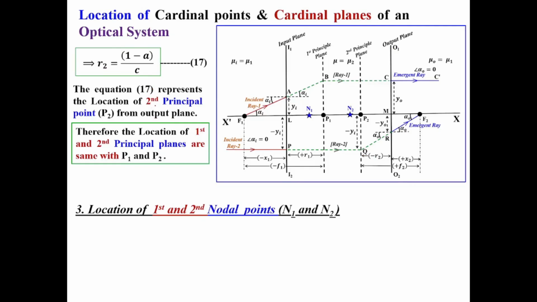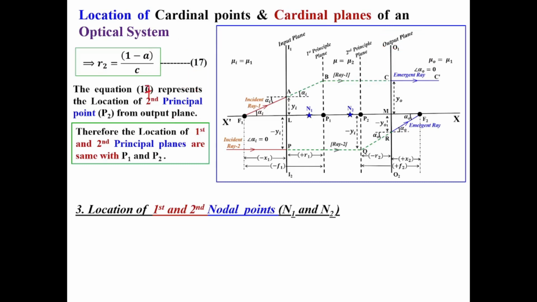Here I want to recall the same thing once again: this R2 value may be positive or negative for any arbitrary optical system, because R2 depends upon the A and C values. If we get a positive value, then we have to move towards the right from the output plane. I have not written it here, but if we get a positive value, we move right from the output plane. If we get a negative value, then we have to move towards the left of the output plane. This is a most important point, just remember it.